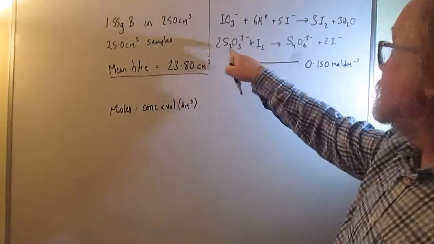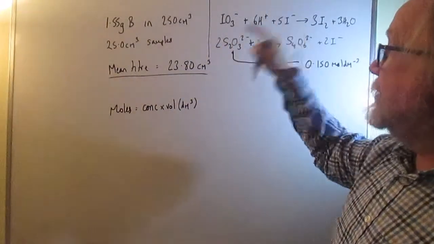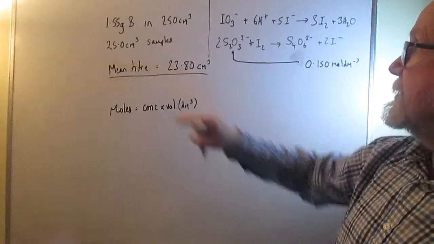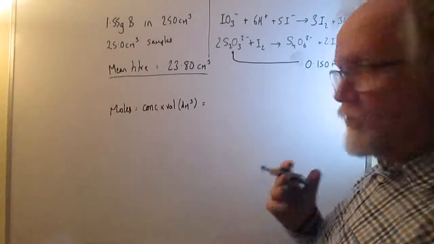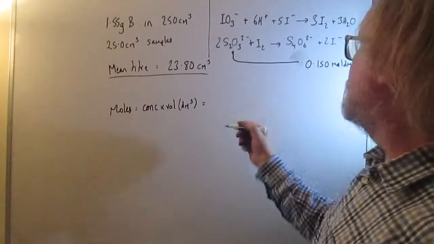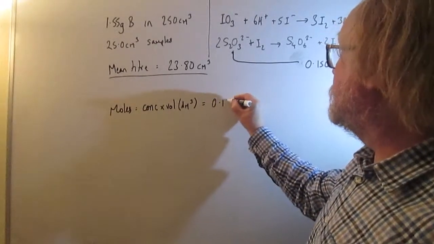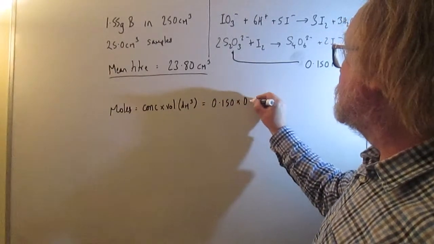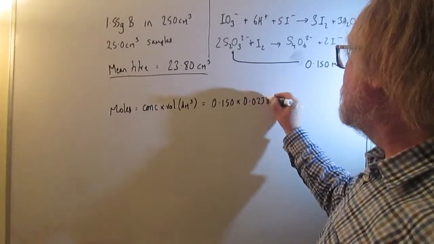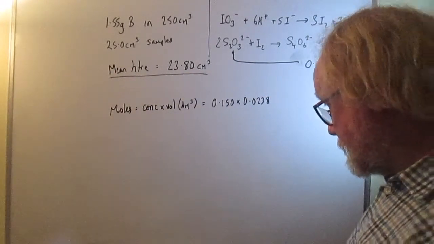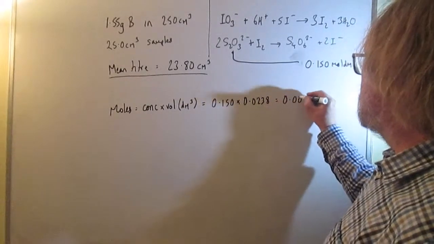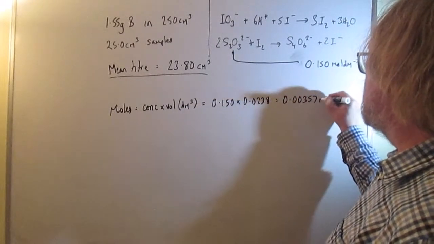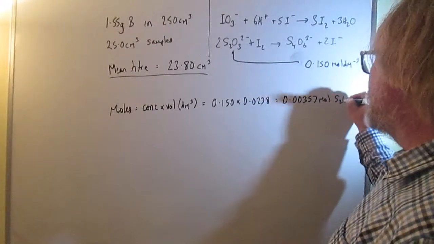So we know the concentration of that, and we also know the volume, because that's what this is. This was the volume of thiosulfate that needed to be added to just use up all of the iodine. So that's equal to 0.15 times 0.0238, dividing that by 1,000 to put it in dm cubed, which is 0.00357 moles of thiosulfate.